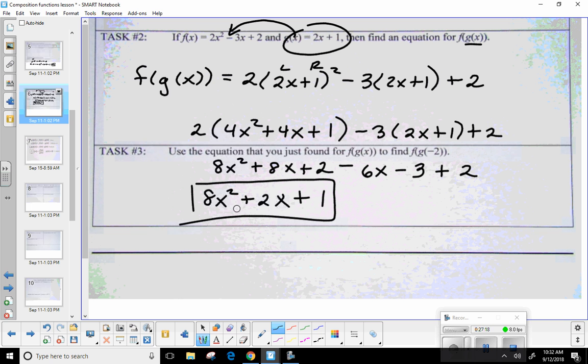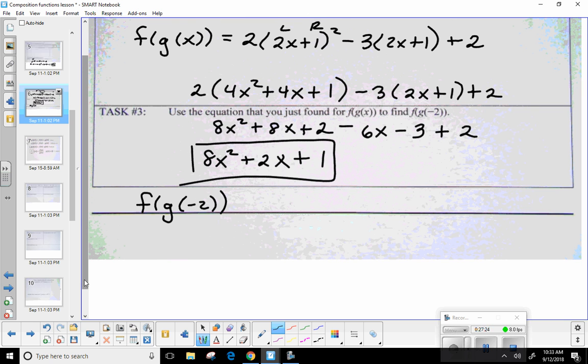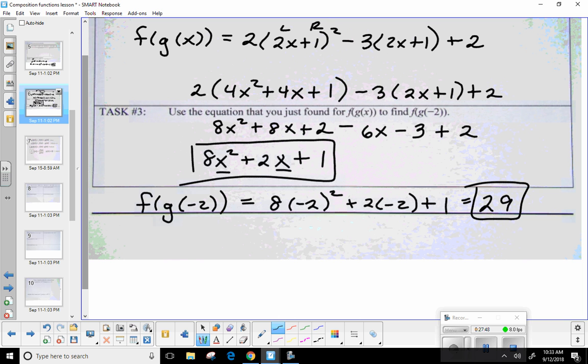So this is what we found for f of g of x. So now I want to use this and evaluate f of g of negative 2. So every one of these x's I'm going to replace with negative 2. So 8 times negative 2 squared plus 2 times negative 2 plus 1. So let's say negative 2 squared times 8. So 32 minus 4 plus 1. 29. Okay, what am I wanting you to see here?